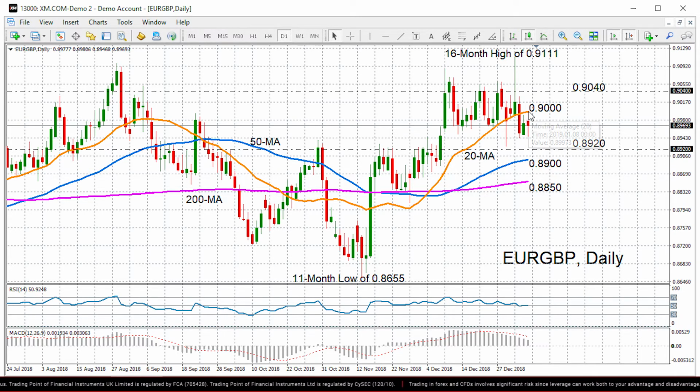So if we do see further gains potentially above the 20-day moving average, so that's the initial resistance to the upside at 0.90, and then above that 0.9040 level, which has been a heavily congested area in the past. So a break above 0.9040, we could see that neutral to bullish outlook becoming more convincingly bullish, and then possibly we could see euro pound making another challenge of that 16 months high of 0.9111.